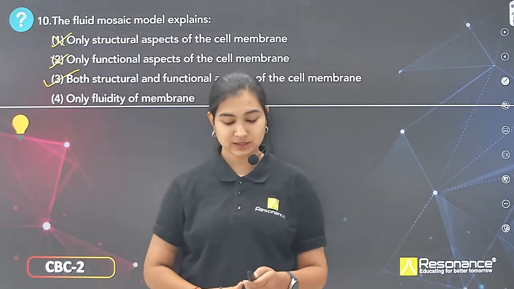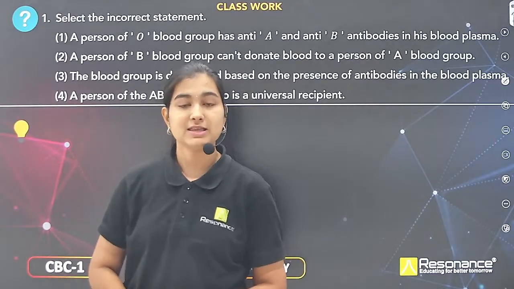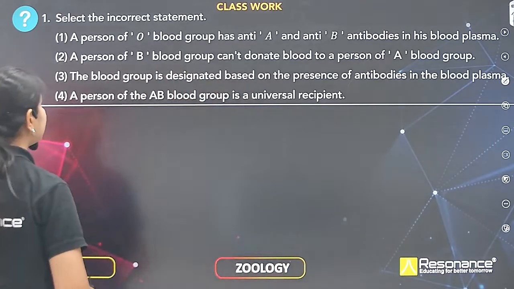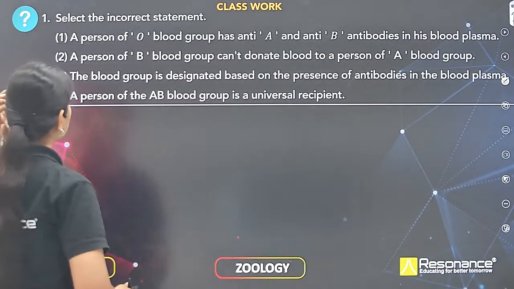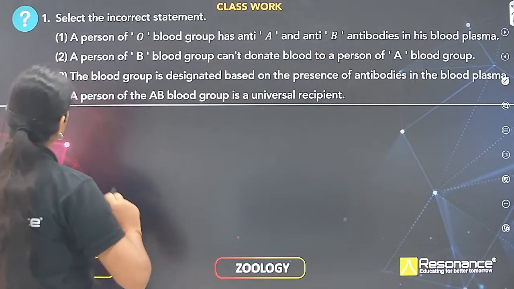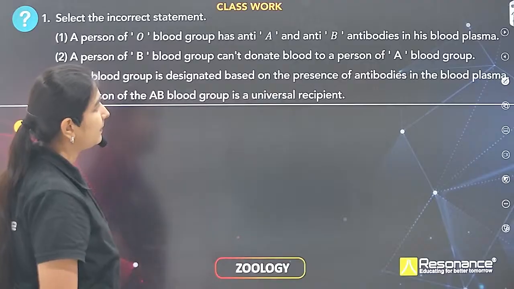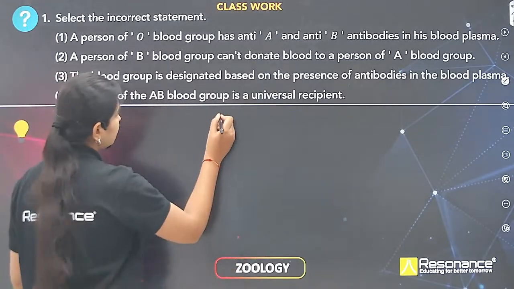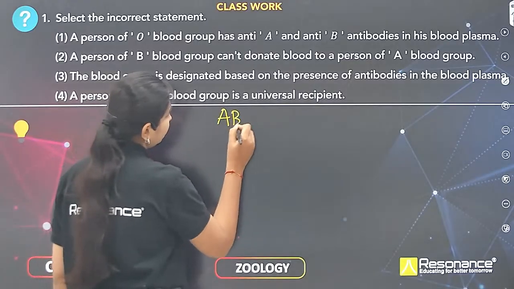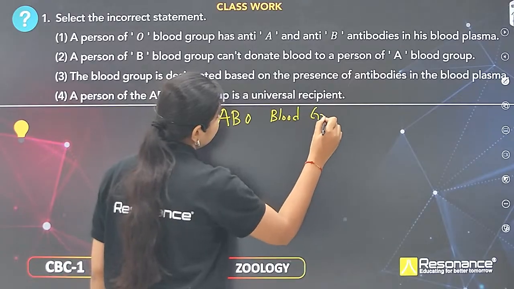Now let us quickly solve the zoology homework questions. Fine? Yes, so let us move on to the first question. Now here they are asking what is an incorrect statement. So select the incorrect statement. Right. So a person of O blood group has an antigen A and antibody B. So let us quickly write down the ABO blood grouping. Fine. So we have this ABO blood grouping.